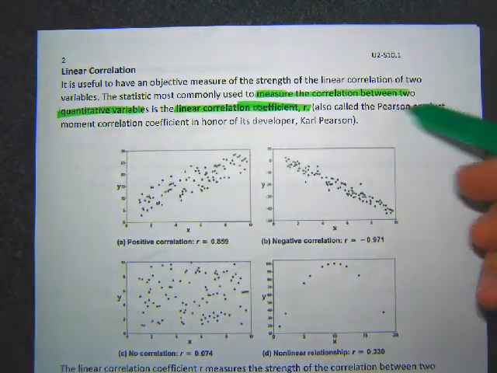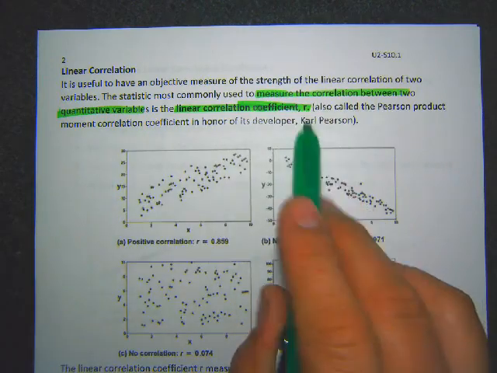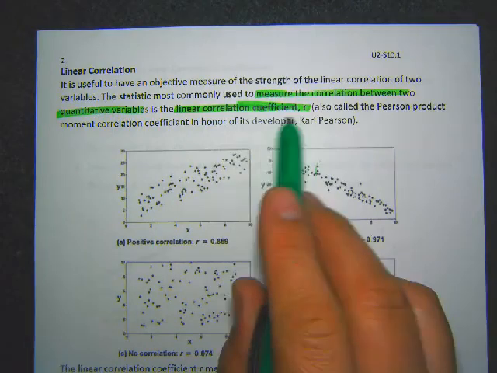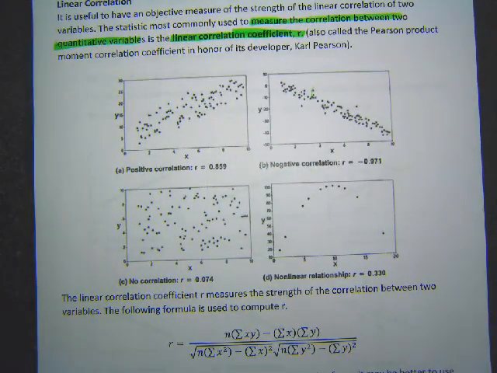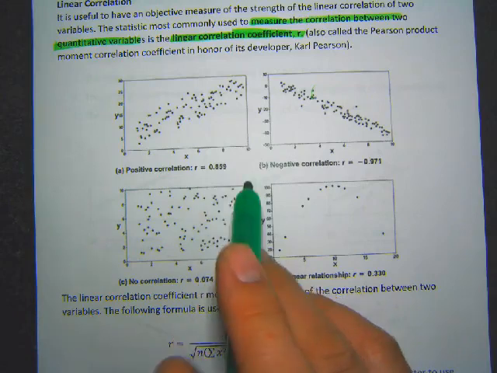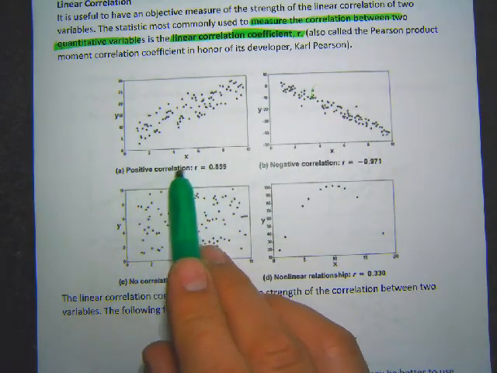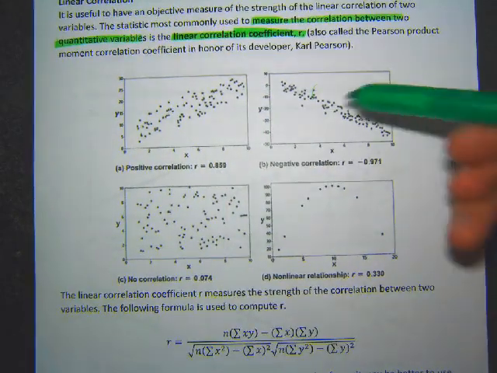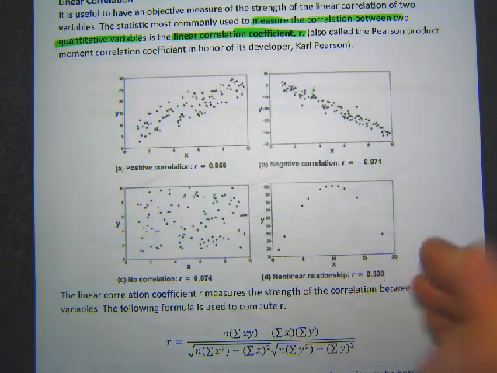A lot of people call this the Pearson product moment correlation coefficient, because it's named after the developer, Karl Pearson, but we're just going to call it the linear correlation coefficient. That's what we'll use. So this shows a couple different graphs, and then actually gives the R value for each. If you draw a straight line that matches this data, this one would have a positive correlation coefficient of 0.859 because it goes up to the right. This one has a negative of negative 0.971 because it goes down to the right.